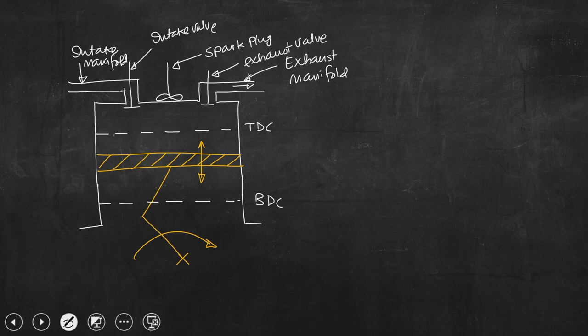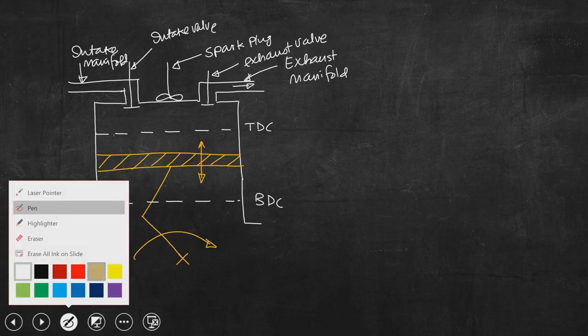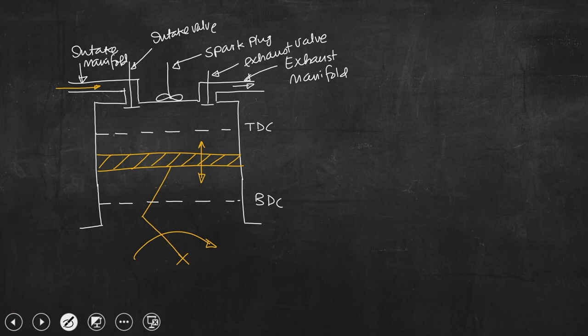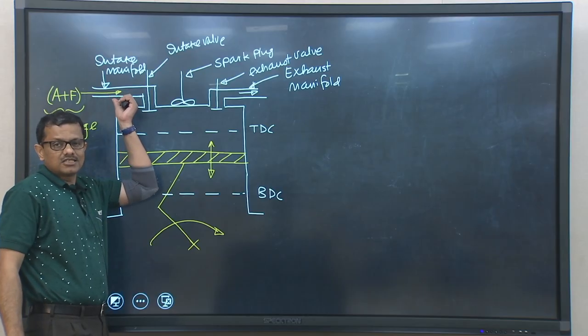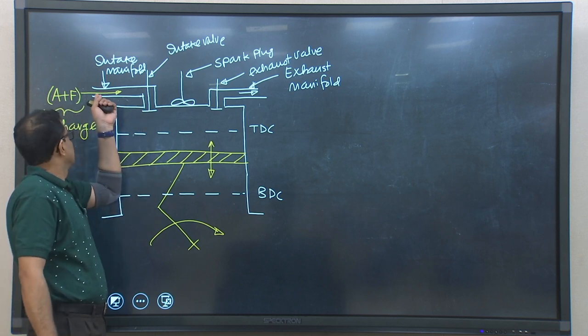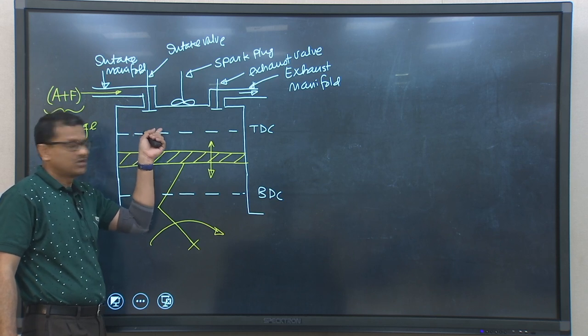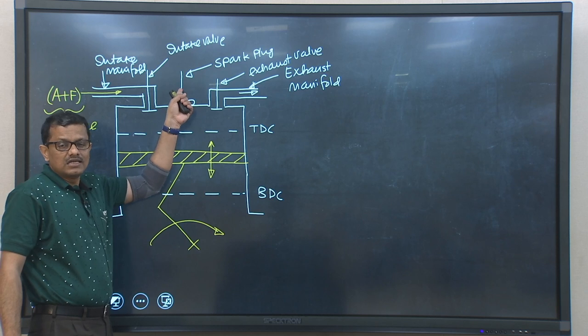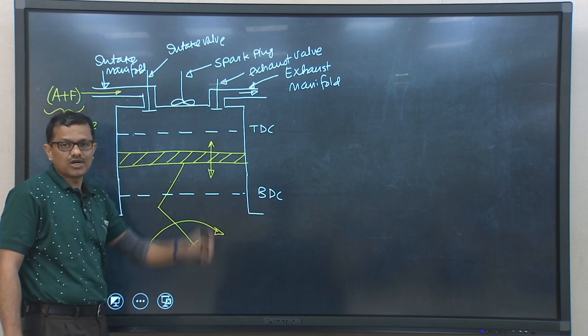Now, this spark plug will not be there if it is a CI engine. Through this, marked in this color, is the air fuel mixture, air plus fuel. So, this is the charge, and this is for the SI engine. This air fuel mixture will be taken to the cylinder by fixing another important device, the carburetor, essentially to provide a homogeneous mixture of air and fuel. But if it is the CI engine, then only fresh air will be inducted through this intake manifold into the engine cylinder and the spark plug will not be there. Instead of the spark plug, there will be a fuel nozzle. That is what we discussed in the last class.